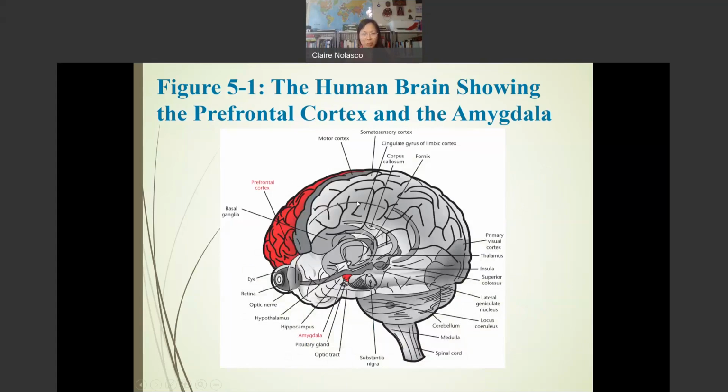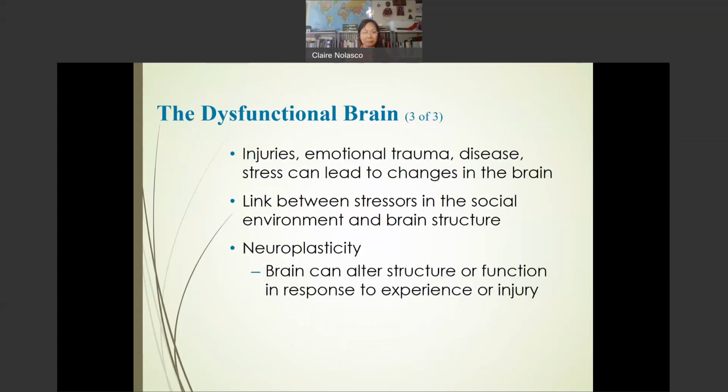So this slide shows us an image of the brain. The prefrontal cortex is the front part of the brain, and the amygdala, this red thing over here, regulates emotions. So both deficiencies and abnormalities at the prefrontal cortex and the amygdala have been associated with increased criminality.